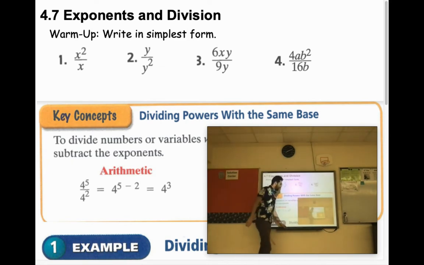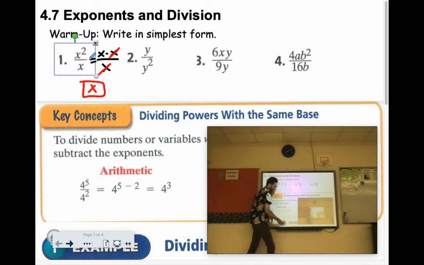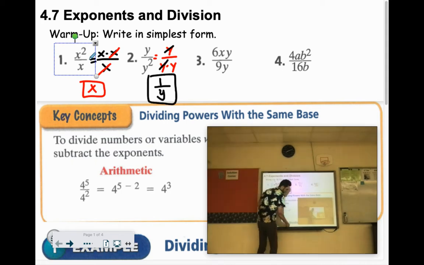Okay, so if we were to stretch these out, as I've said in the past, x squared would be x times x over x to the first, and you can cancel out an x for an x, so you're left with x to the first, which is x. Same thing here, if we stretch this out, it'd be y over y times y. Cancel out a y for a y. You're left with a y in the denominator. You got to put a place filler in the numerator.